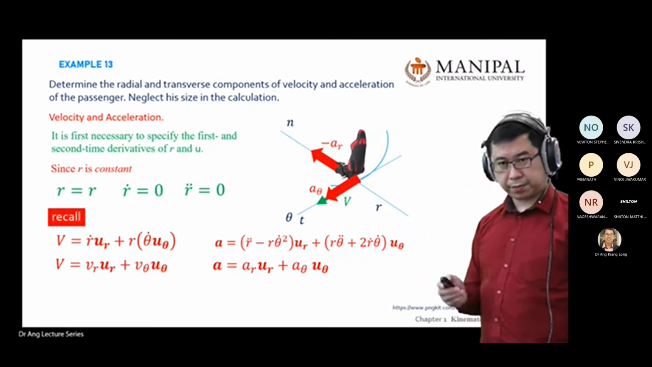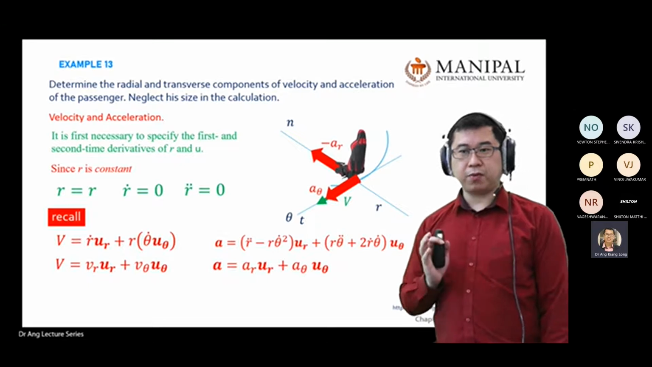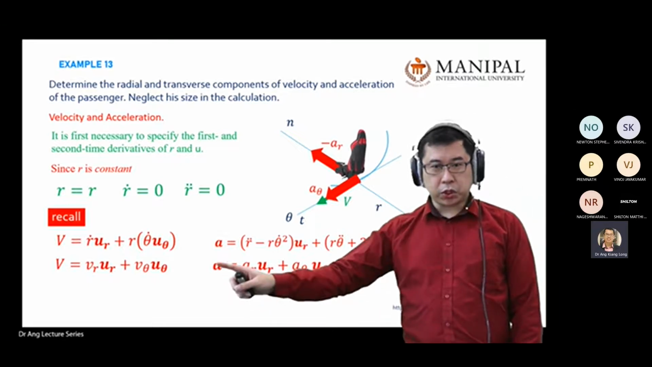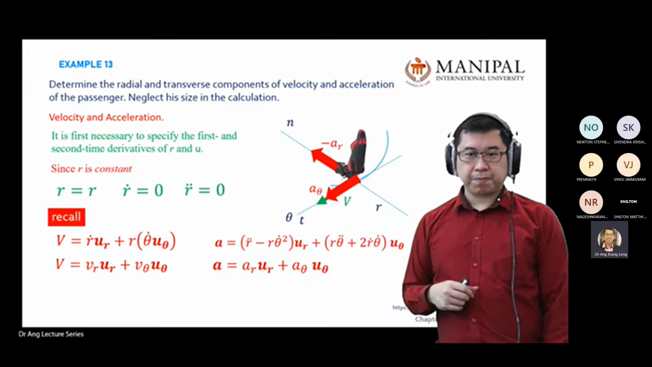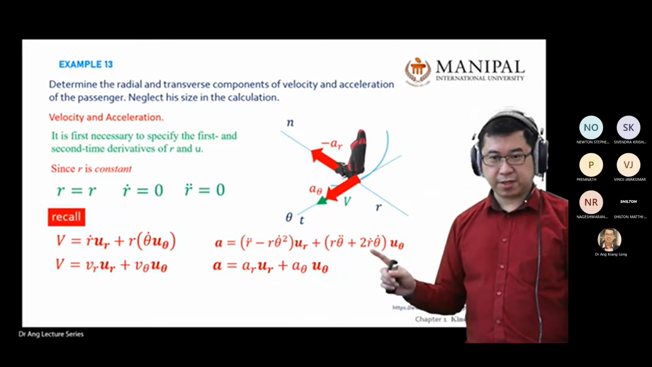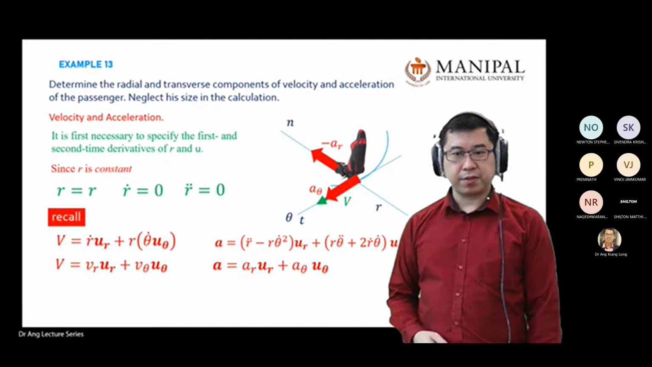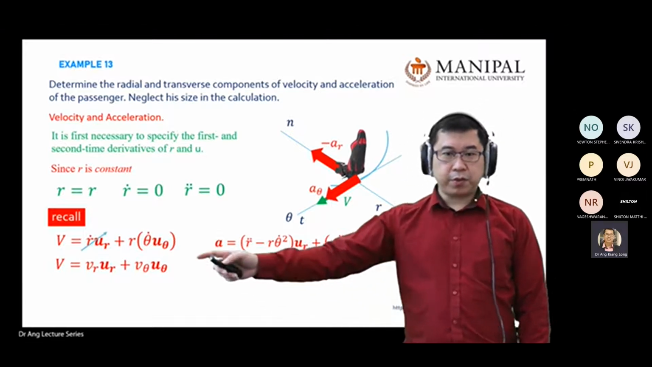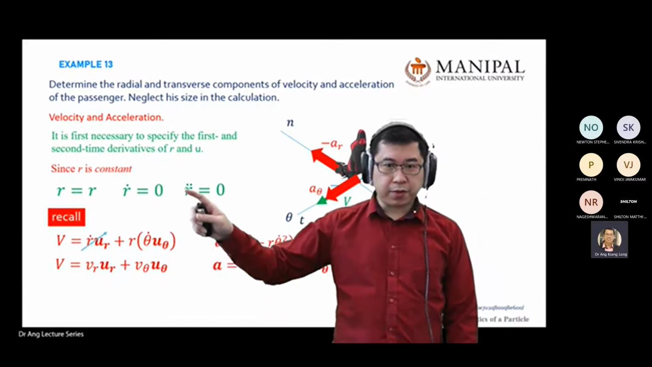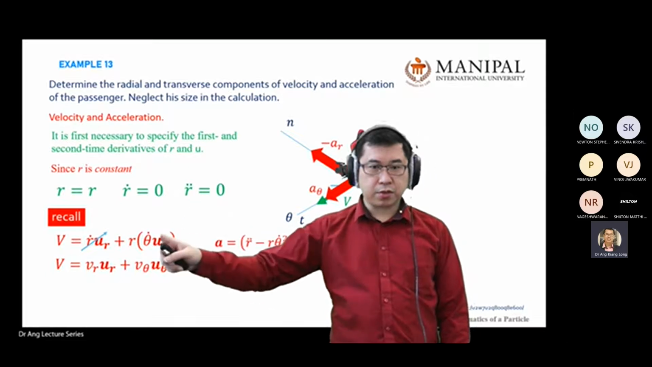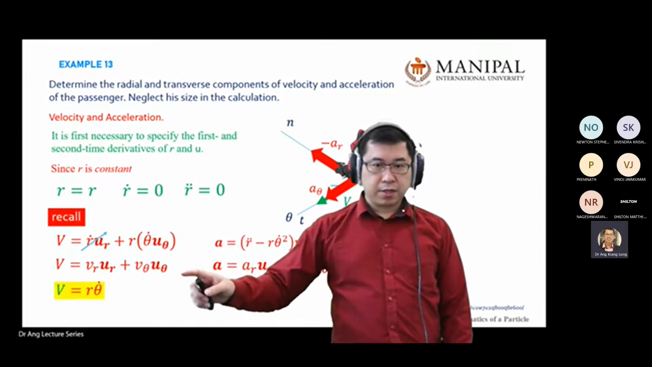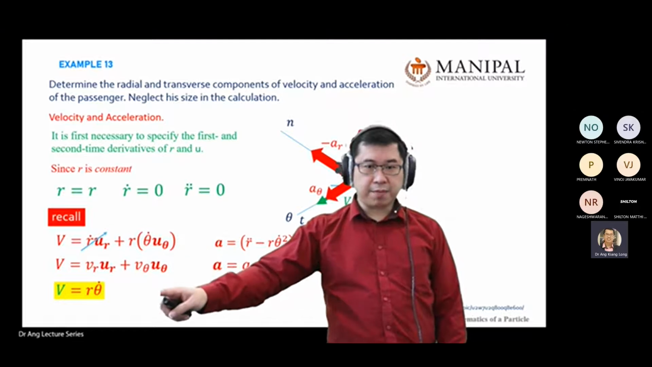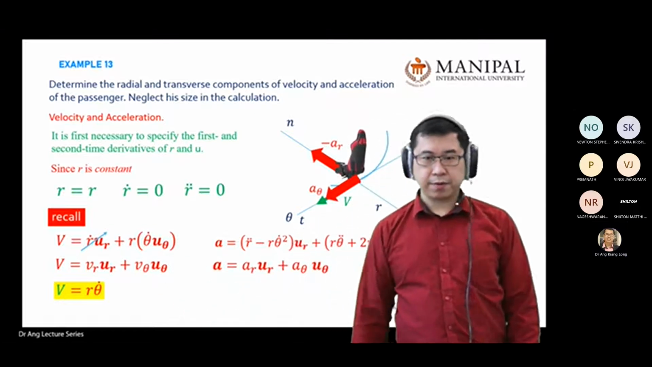All right. Again, the equation won't be given, so make sure you memorize the form of the equation. So we go back to the velocity equation. We know that R dot is 0, so you can cancel the front one. So the velocity vector becomes R theta dot.